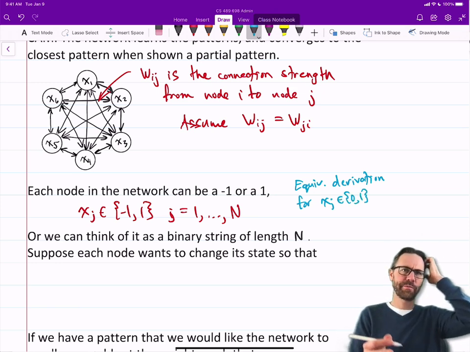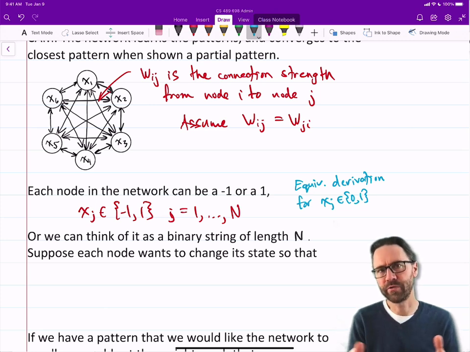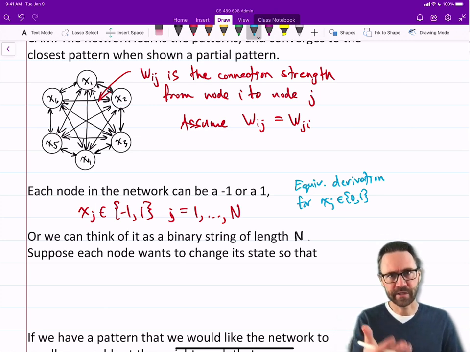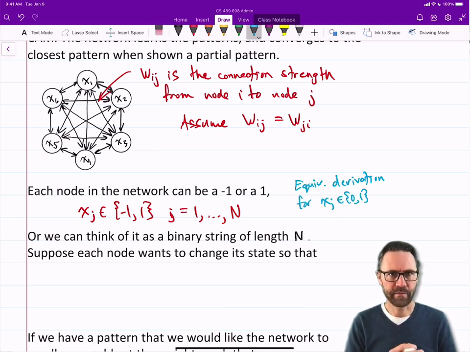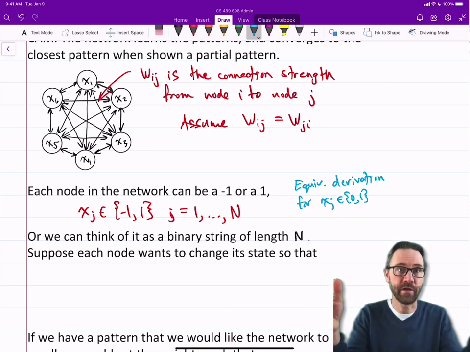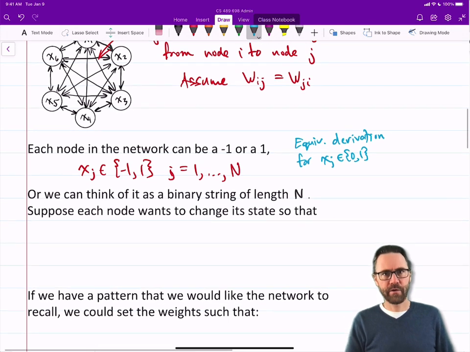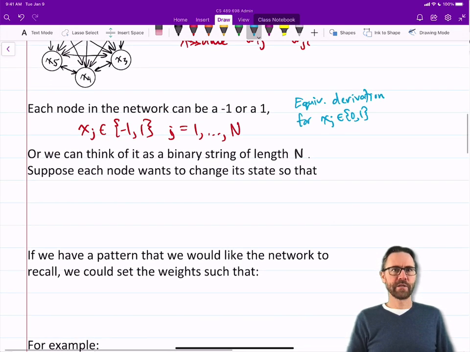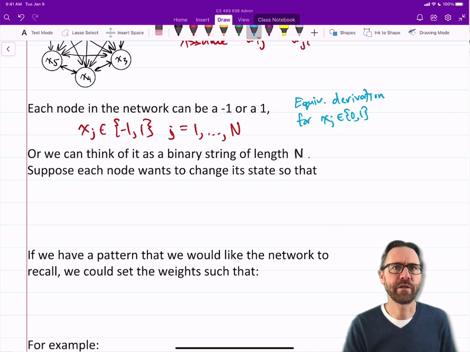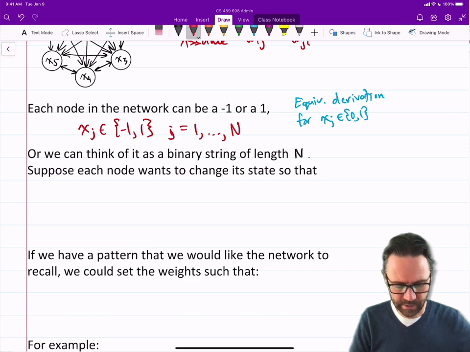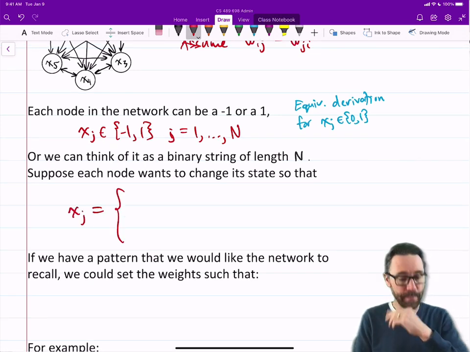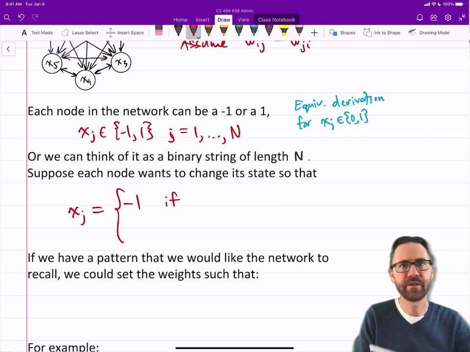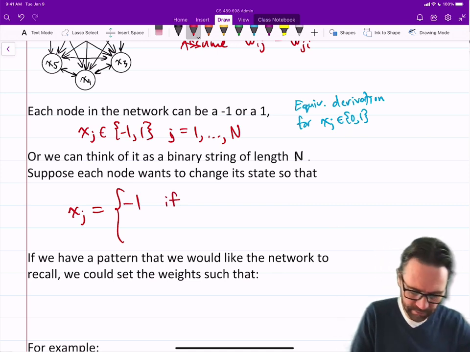Okay, so all the formulas I'm going to write down soon, you can just wrap the x inside a simple little remapping to make 0, 1 map to -1, 1. Now, suppose each node wants to change its state according to its input. In particular, node xj wants to set itself to -1 if the sum of its inputs is less than some threshold.